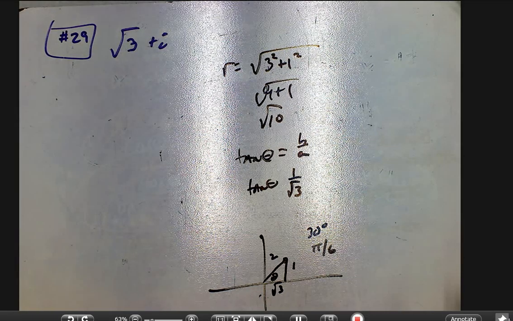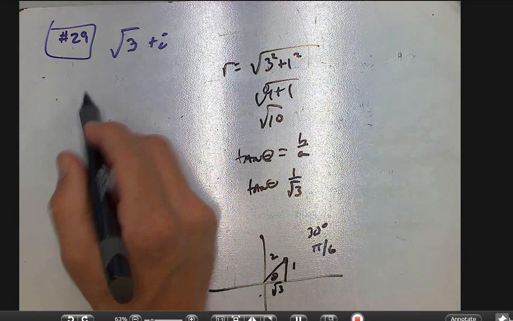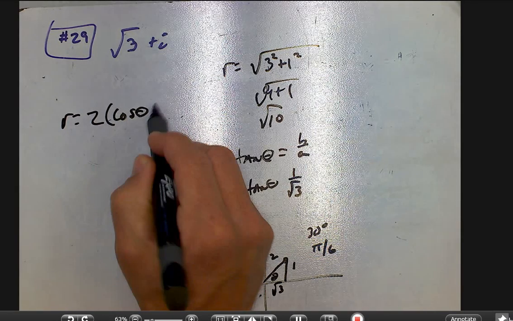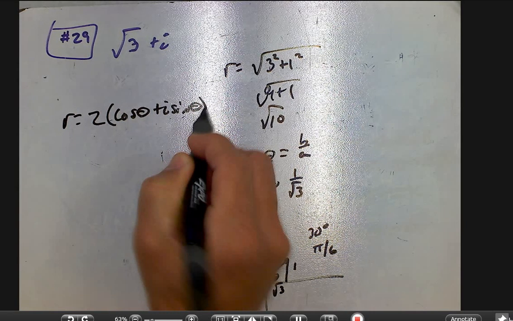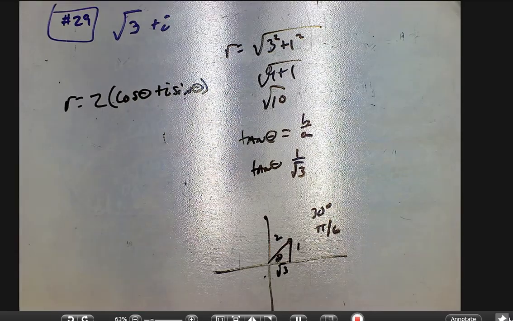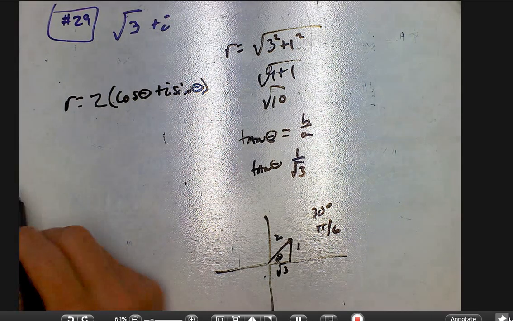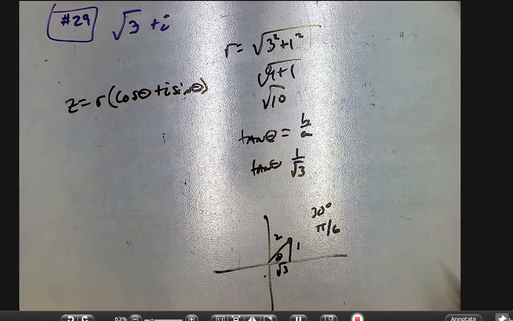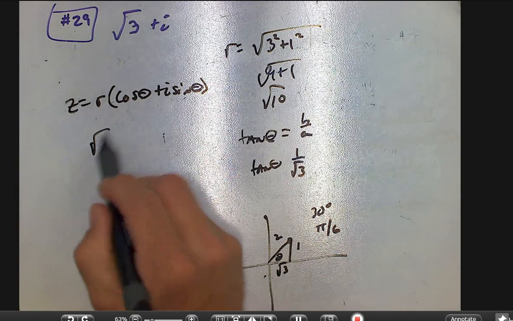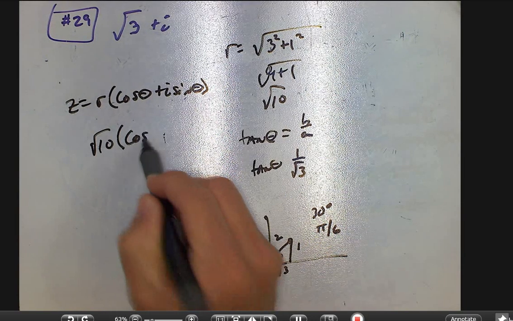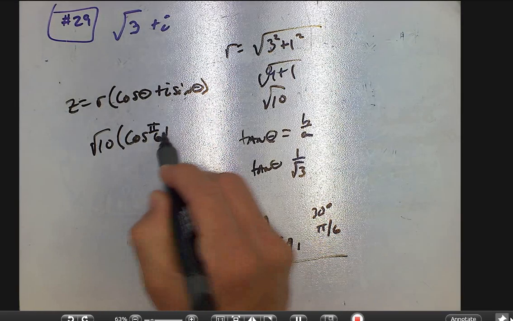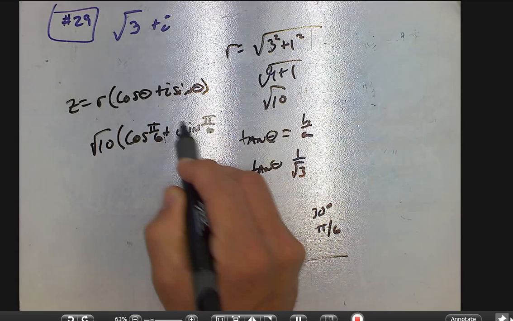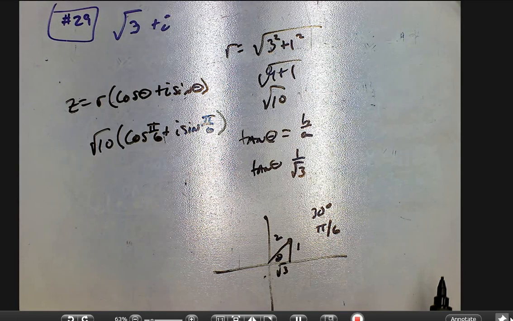And so the answer is, remember, Z equals R times cosine theta plus i sine theta. Sorry, I wrote that backwards. Z equals R. R is the square root of 10 times the cosine of pi over 6 plus i sine pi over 6, and that is the answer.